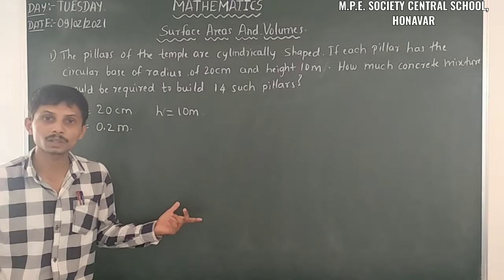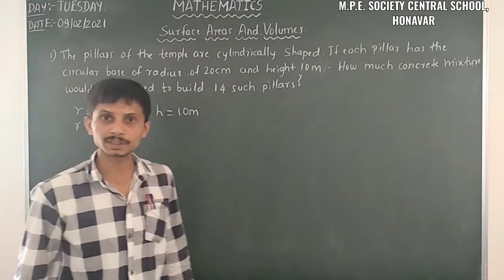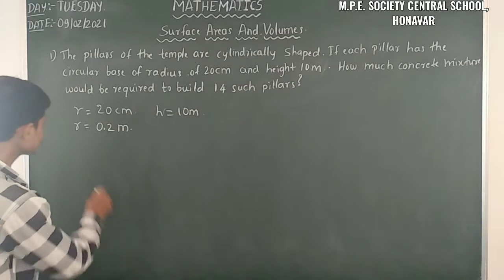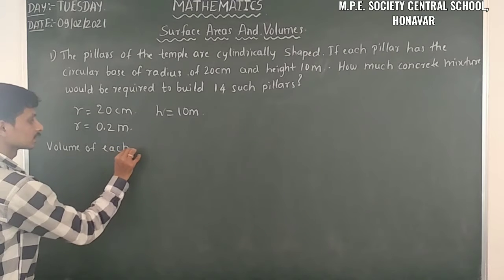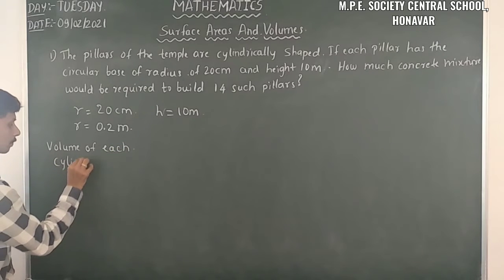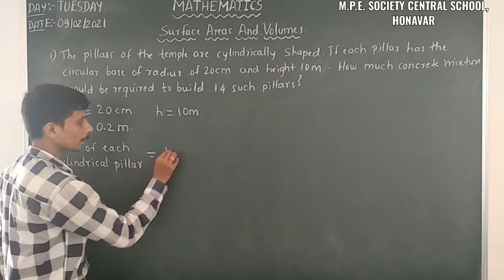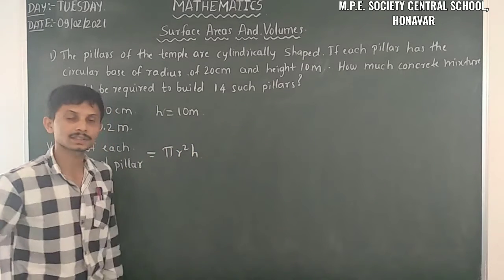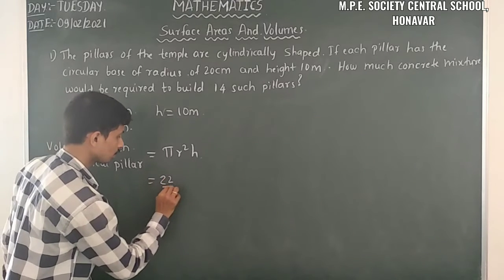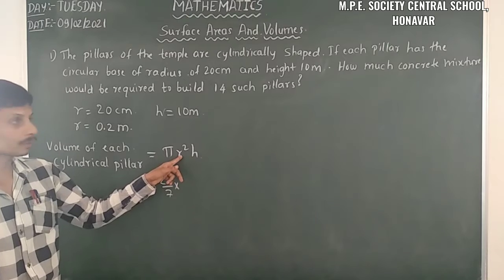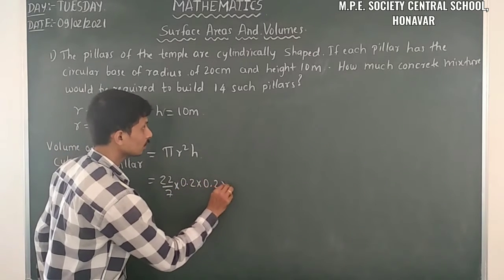Then we have to find the volume of each cylindrical pillar. Using the formula for the volume of the cylinder, that is pi r square h, the volume of each cylindrical pillar is equal to pi r square h. We can use pi equal to 22 by 7. So 22 by 7 into r square, we have 0.2 whole square. I will write 0.2 into 0.2 into 10.